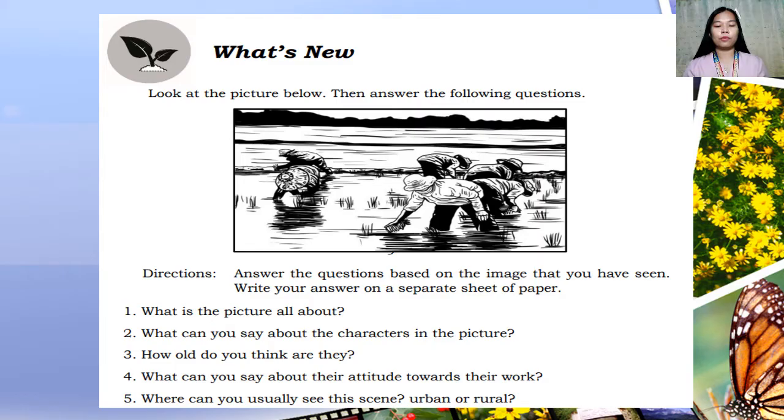And number 5. Where can you usually see this scene? Urban or rural? So let's review a little bit about what urban and what rural are. Urban means relating to cities. That means in Filipino, lungsod or syudad. While rural means relating to the countryside or the province side, probinsya. So those are the differences between urban and rural.